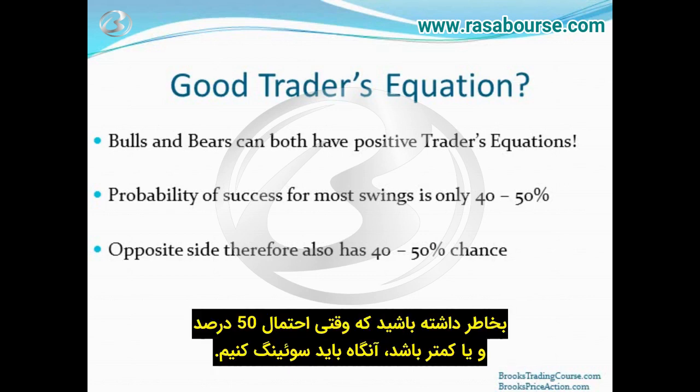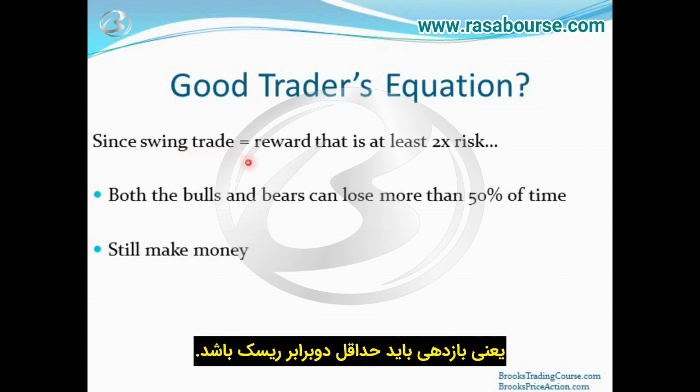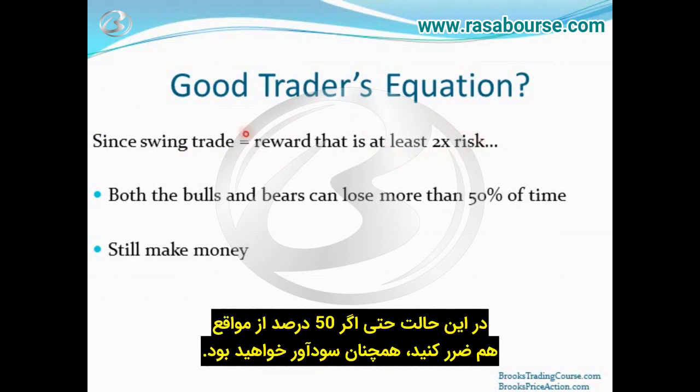Remember, you're going for a swing trade. When your probability is 50% or less, you have to be going for a swing trade. You have to be going for a reward at least twice as big as your risk. And if you do, even if you lose more than 50% of the time, you'll still make money.